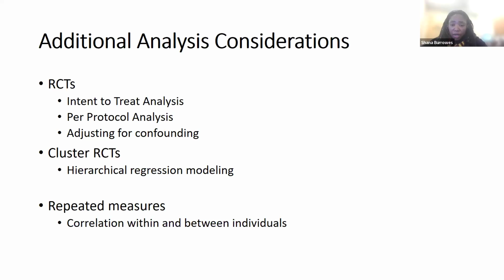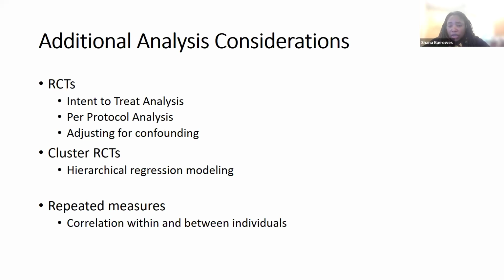If you're doing a cluster randomized trial, or you're doing a study where you're measuring people over time and collecting data on them at multiple time points, something you need to think about is adjusting for the correlation between individuals, within an individual, and between clusters of people. And these are mixed models, and they're hierarchical regression models. So they have fixed effects and they have mixed effects.